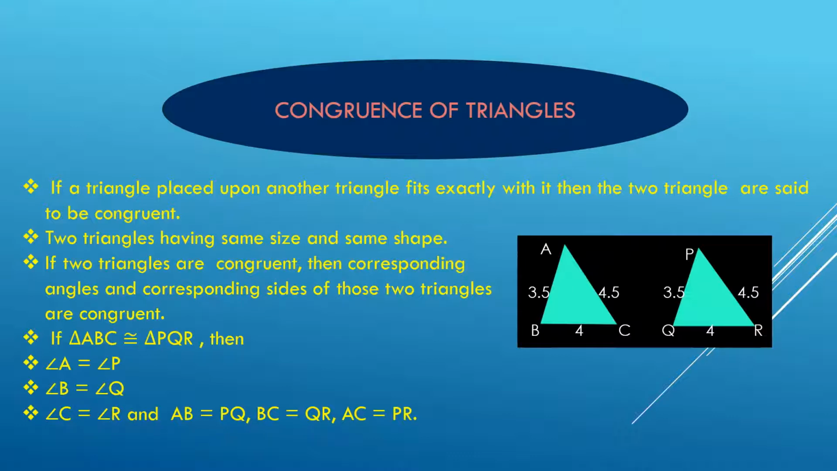In these two triangles, triangle ABC and triangle PQR, the length of AB and length of PQ are equal, and length of BC and length of QR are equal, and length of AC and length of PR are also the same. And angle A and angle P are the corresponding angles, and angle B and angle Q are the corresponding angles. Angle C and angle R are also corresponding angles.